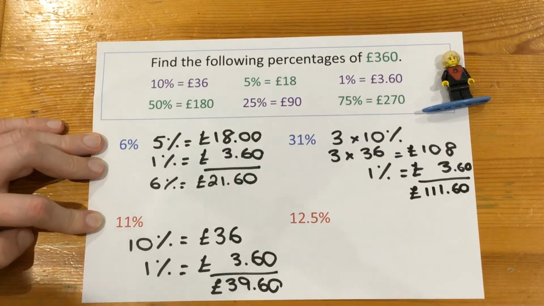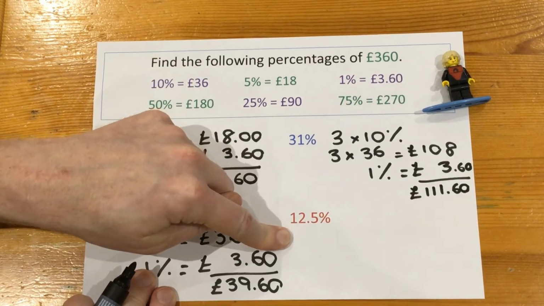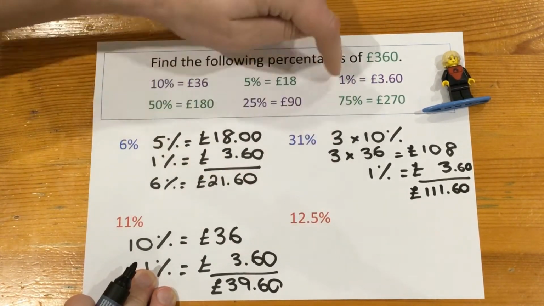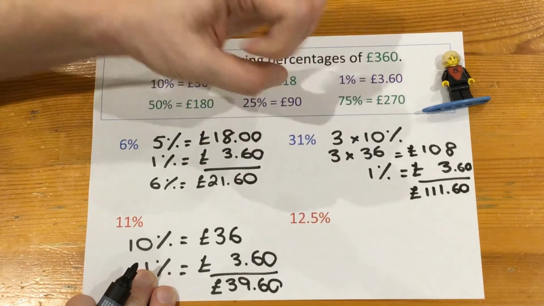12.5%. Loads of different ways you could go there. You could find 10%. You could use 1% and double it to find 2%. And then you could halve 1% to find 0.5%. And then you could combine all those together.